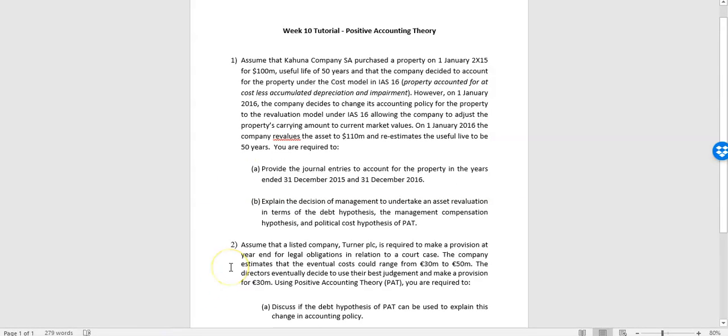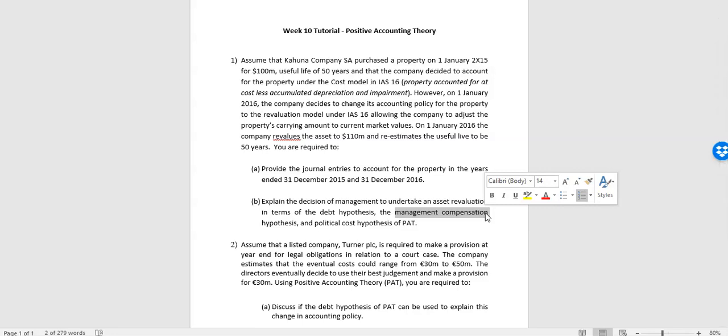So again, I'm assuming you've read through this question. If not, please pause and work through it. You're asked two requirements in part 1: provide the journal entries for 2 years, December 15 and December 16, and also explain the management decision to undertake this revaluation in terms of the debt hypothesis, the management compensation, which is the bonus plan hypothesis, and the political cost hypothesis. So we're trying to explain, does this make sense? Does this choice of revaluation model make sense under each of the hypotheses?